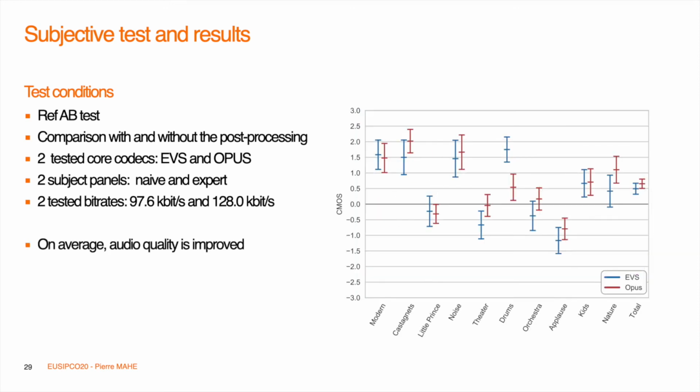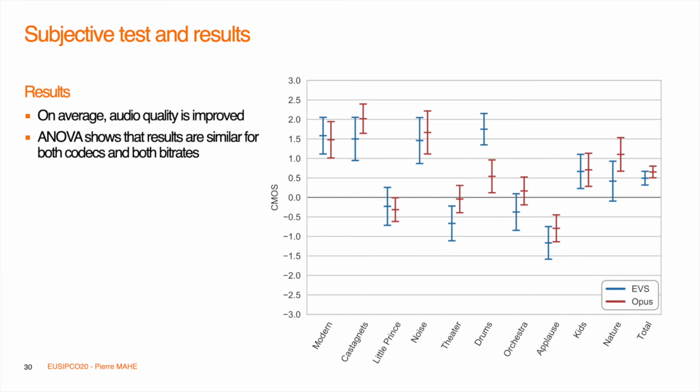The results showed, on average, that our post-processing improved audio quality. Let's take a closer look at the results. How to read this figure? This figure shows the score with the confidence intervals for 10 critical tested items. The horizontal axis is the different audio items. The vertical axis is the CMOS score, a subjective score of overall quality in terms of frequency and spatial.